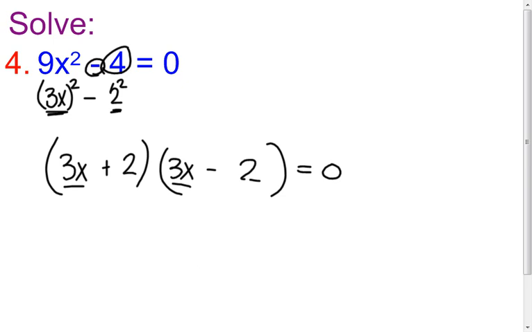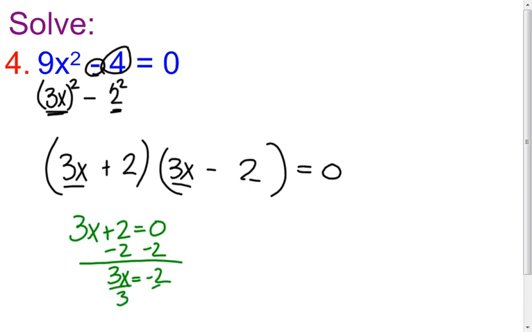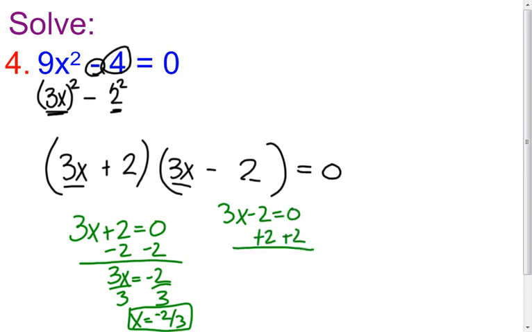Now, this one is set equal to 0, which means I want you to solve it. So you have to go one more step and set each parenthesis equal to 0 and solve. So 3x plus 2 equals 0. And then I will subtract 2. And then divide by 3. And of course, x equals negative 2/3. On the other side, if I set 3x minus 2 equal to 0, I can add 2. And then divide by 3. And x is positive 2/3. Okay?